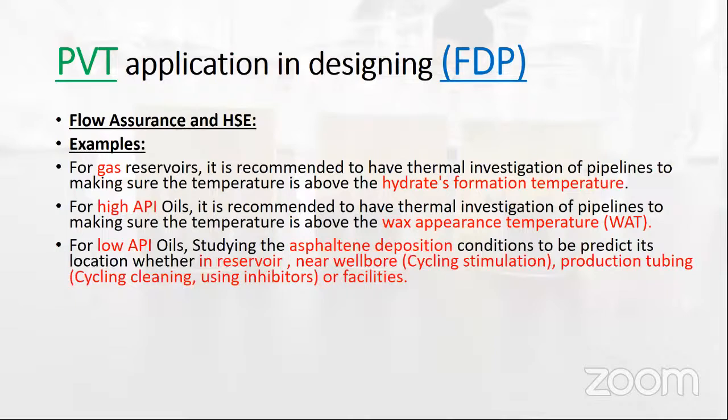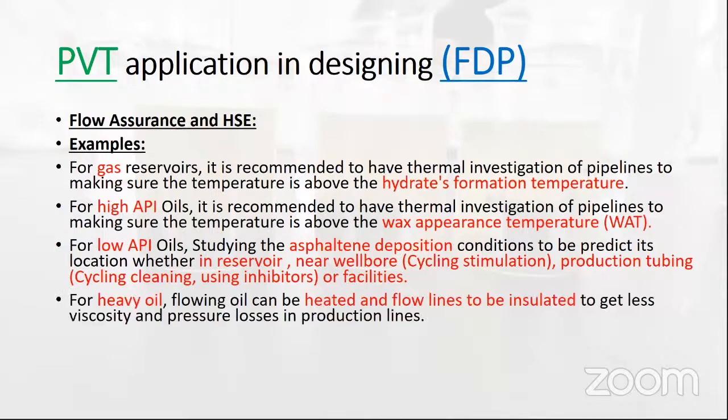Or the solution is to just use some inhibitors, like asphaltene dispersants or asphaltene inhibitors, or the solution is to change the pressure and temperature of the production facilities. So all these aspects are considered in a flow assurance study that is made in the lab by using lab experiments or by using PVT software and equation of state modeling.